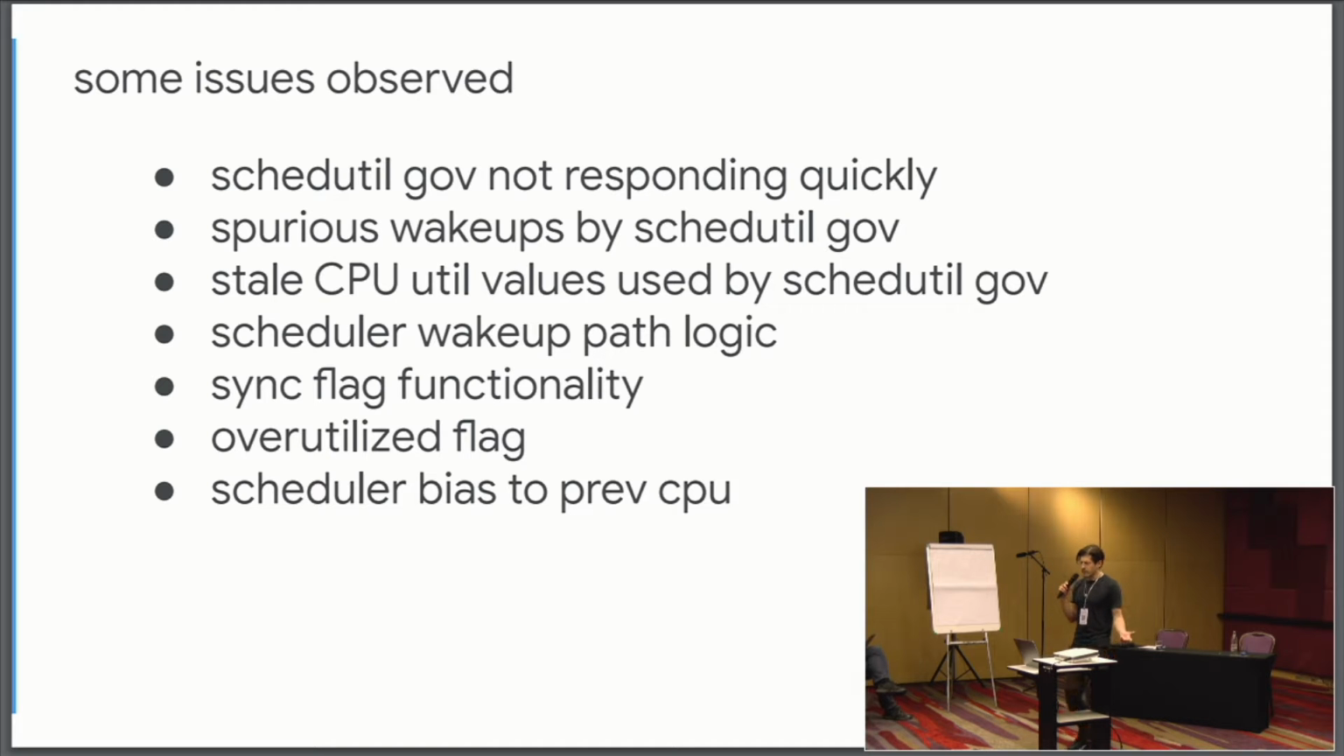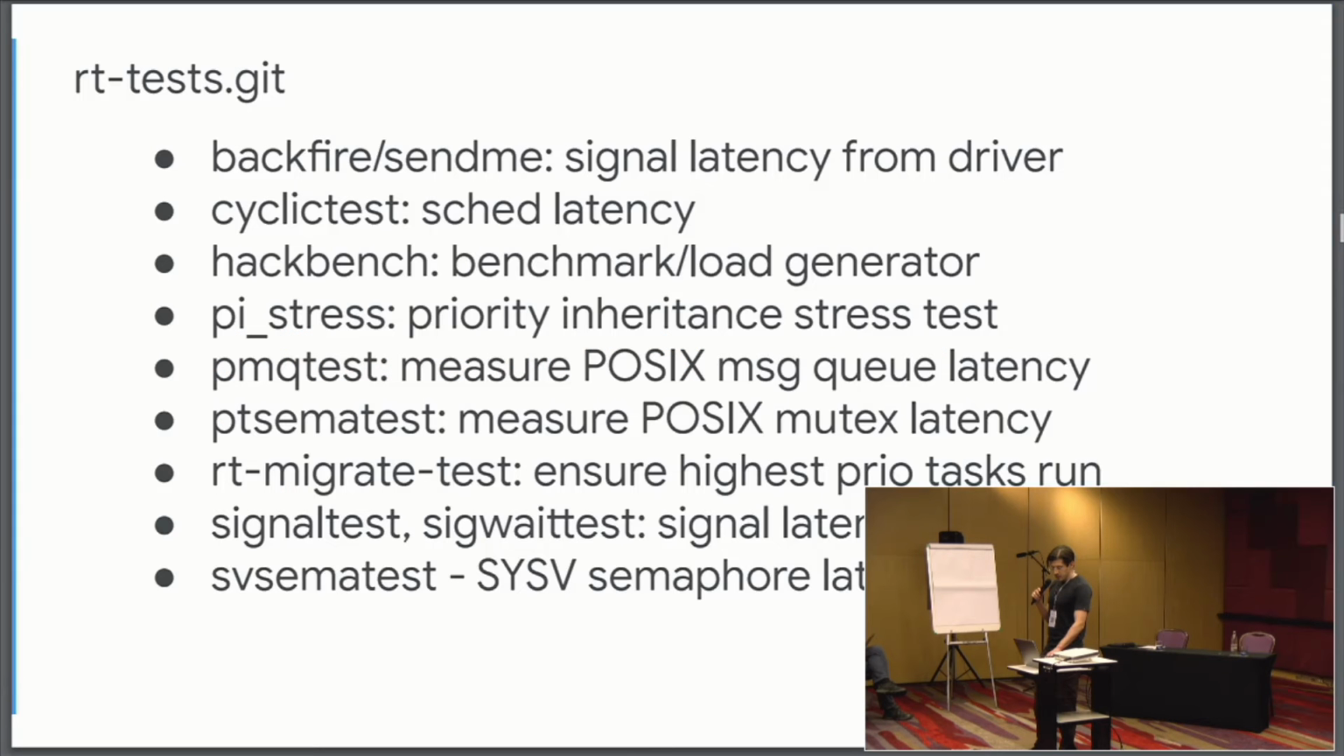The overutilized flag is a part of the EAS implementation. That was a more minor thing, but we found an issue with that. And then again, this is sort of low-level scheduler details, but the bias to the prev CPU of a task when it wakes up, we found issues with that being incorrect. So what are the existing resources out there that can help to verify these things?